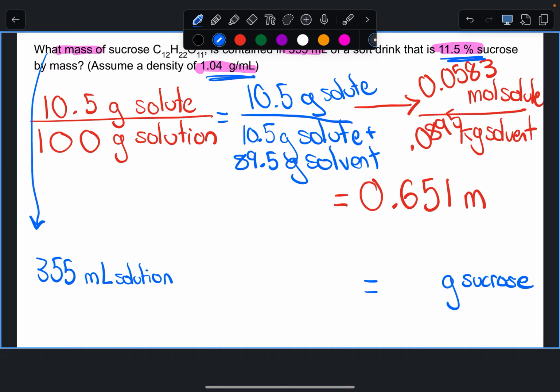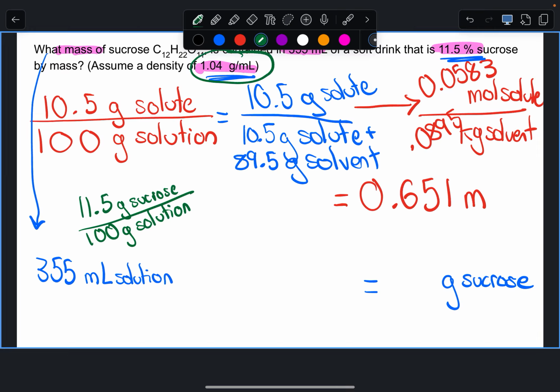And just to remind us, 11.5% means 11.5 grams of sucrose per 100 grams of solution. Now that we've written it that way, it is pretty easy to use as a conversion factor because it's one unit above another. We can flip it as needed. So go ahead and use that and use the density and get yourself from the 355 to the grams of sucrose.